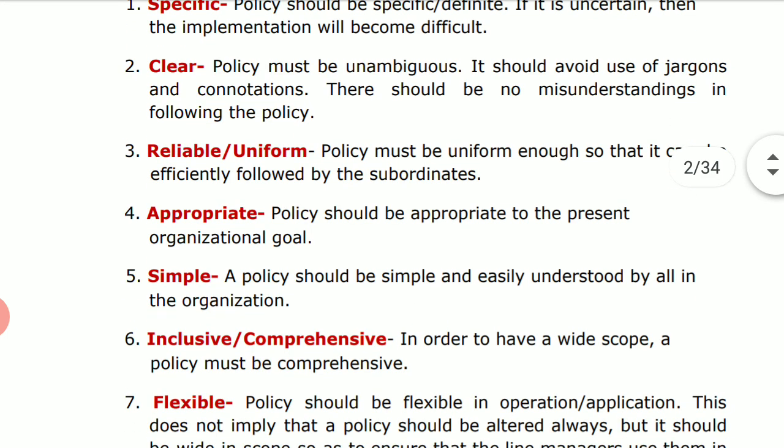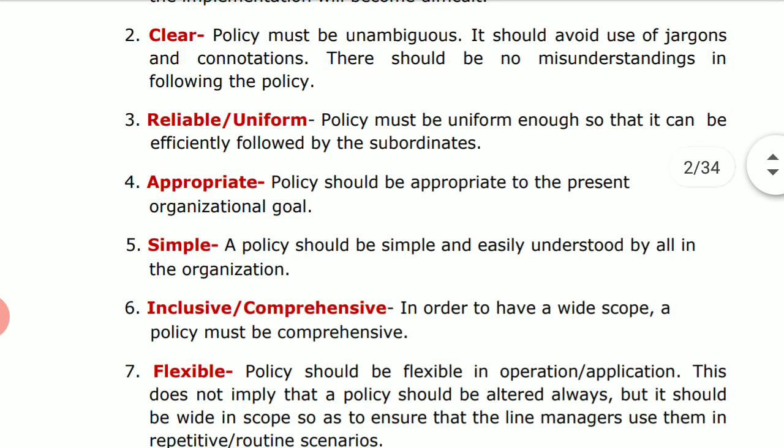Next is clear. Policy must be unambiguous. That means it should not be confusing. It should be clear cut. It should avoid any kind of jargons or connotations. That means any kind of confusing words or misleading information should not be there.